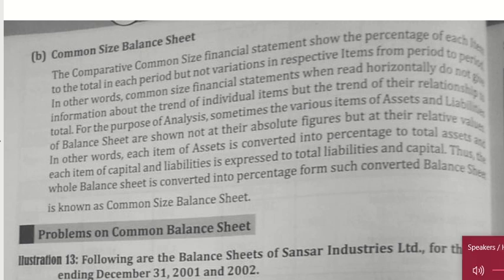In this video, we're going to look into the common size balance sheet. The common size balance sheet basically shows the percentage of each item to the total in each period. But we are not going to show the variation between one year to another year.